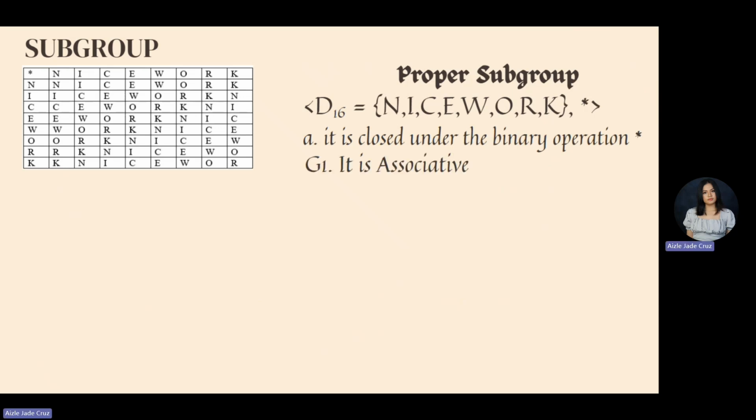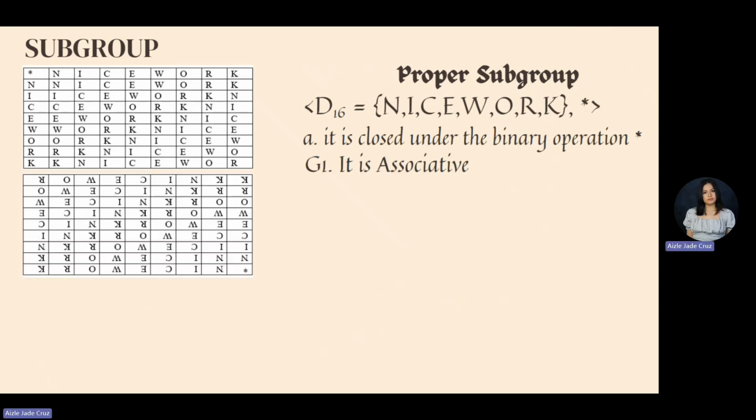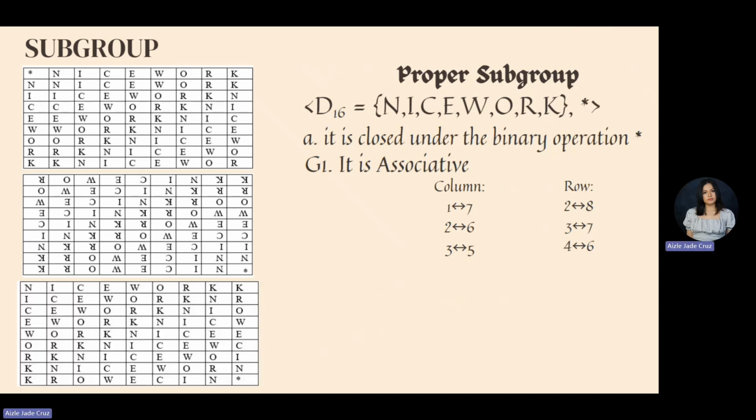G sub 1, it is associative because if we rotate the table by 180 degrees and interchange some columns and rows, like for the columns, interchanging columns 1 and 7, columns 2 and 6, columns 3 and 5, and for the rows, interchanging rows 2 and 8, rows 3 and 7, rows 4 and 6, then after performing that, the structure will be the same as the original table, therefore it is associative.